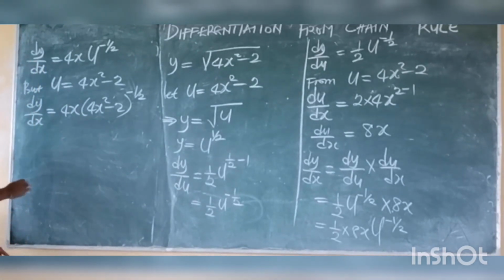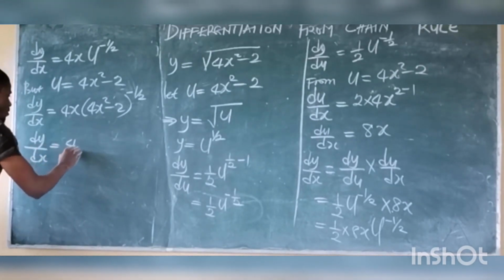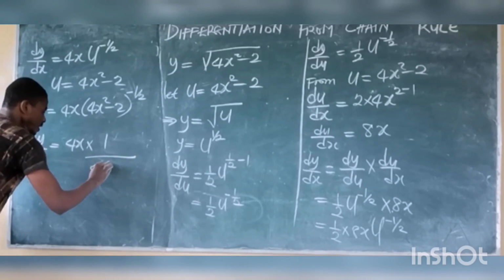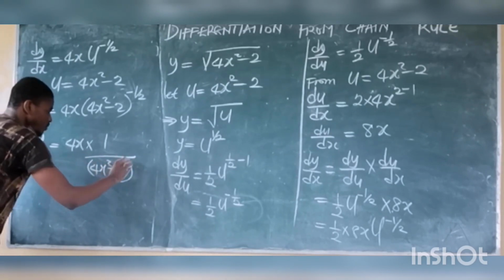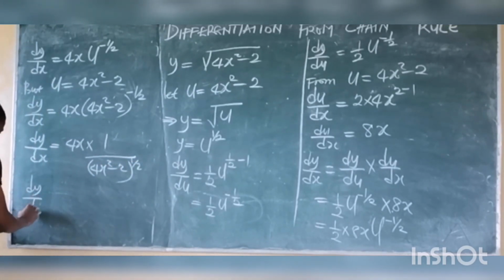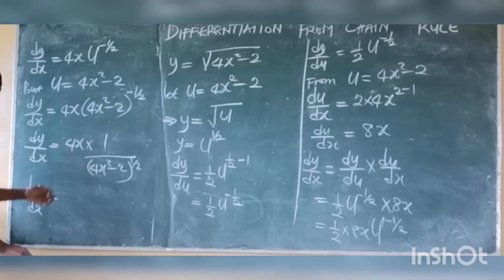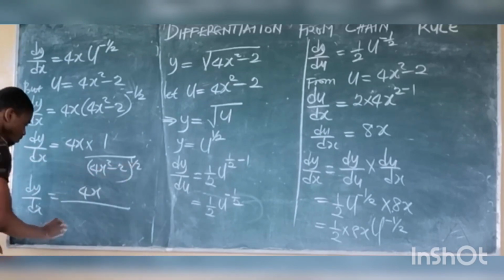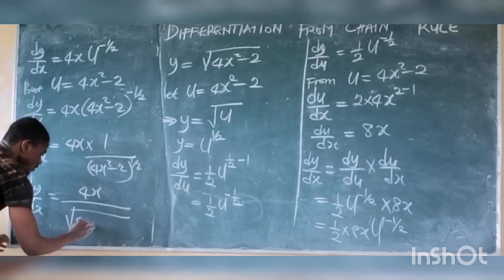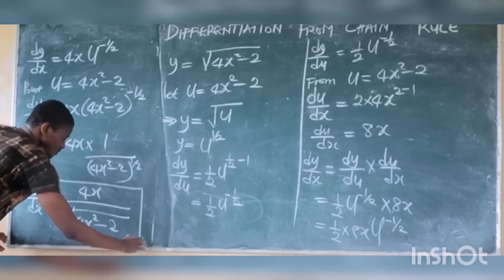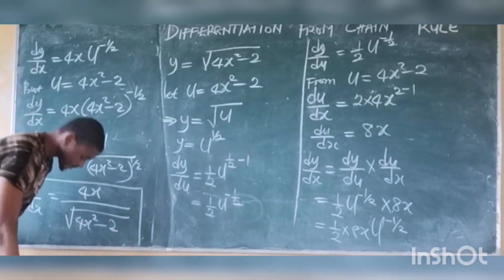So I can break this down to dy/dx equal to 4x multiplied by 1 over 4x squared minus 2 to the power of 1 over 2. You can simply say dy/dx is equal to 4x times 1, which gives 4x, all over the square root of 4x squared minus 2. So this becomes the answer to that derivative.